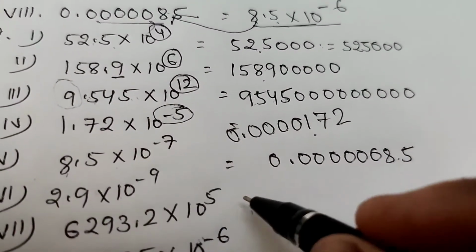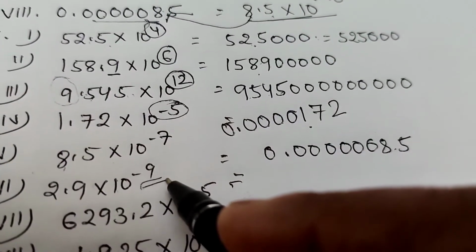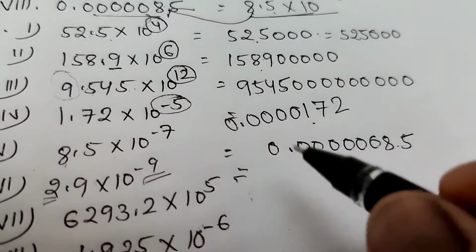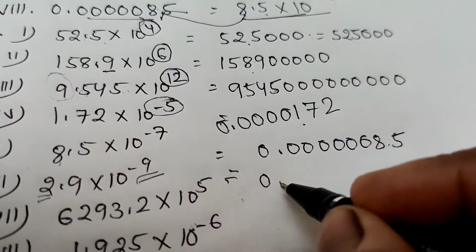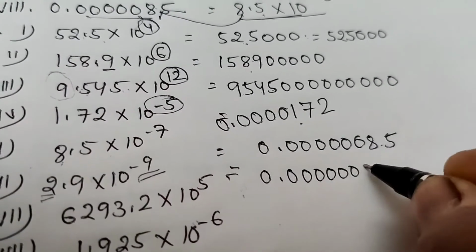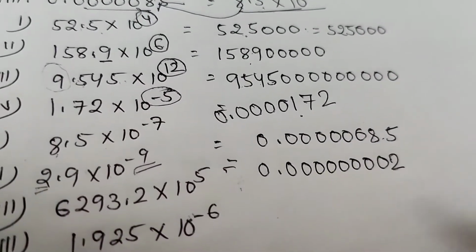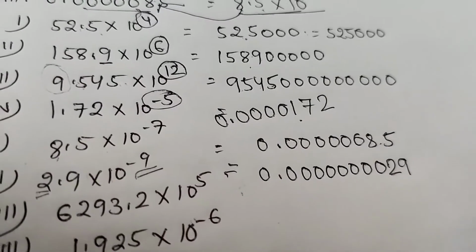2.9 into 10 raised to power 9. That means 9 places for the decimal, 9 places, and 1 place is here. How many zeros will I put? 8. 1 2 3 4 5 6 7 8 and 2. These are the 9 places and the number is this.